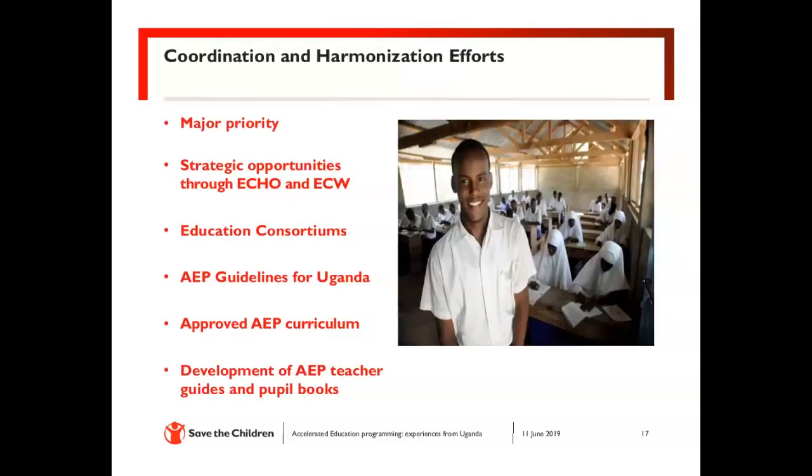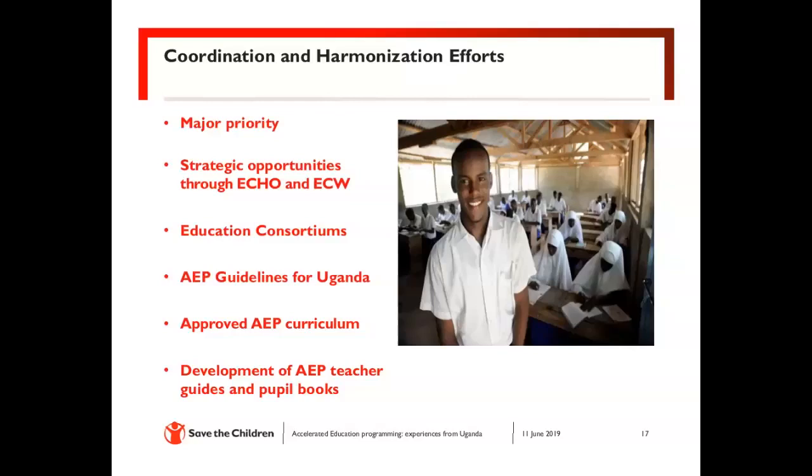When you look at all these approaches being implemented in the Uganda refugee setting, it needs a lot of coordination and harmonization efforts from every stakeholder. In Uganda, better coordination and sharing between all stakeholders has been a major priority in order to ensure a harmonized and joined up approach, to ensure AEP works out and education in general. Various funding opportunities like ECHO and Education Cannot Wait have provided strategic emphasis on the development of education consortiums for harmonized efforts within the education sector.